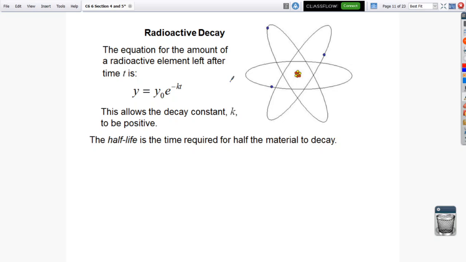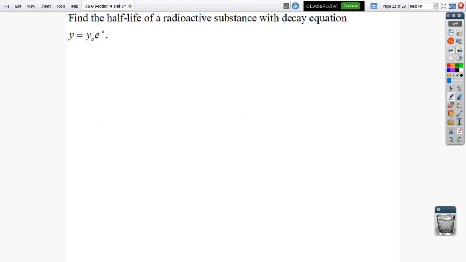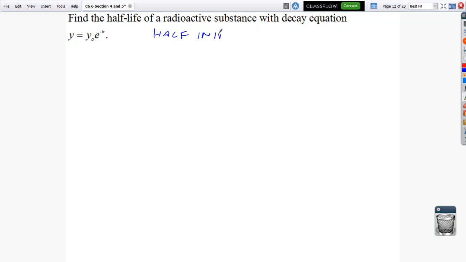The half-life is the amount of time required for half of the material to decay, for you to get half of the material. In order to find the half-life formula, and I know some of you that have taken chemistry know the half-life formula, but what you look at here, y naught is the initial size of the population, so that would mean half the initial population is going to be equal to half y naught.